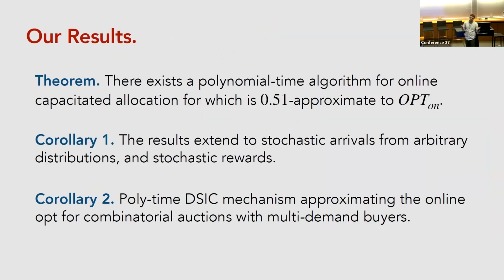So in this work, our main result is to give an online algorithm that beats half against the online benchmark in the case of general capacities. And it results in some corollaries that I don't have time to get into today, but the results extend to more general arrivals with more general rewards, and we can also turn them into some dominant strategy incentive compatible mechanisms. So if you're interested in that, you can ask me after.